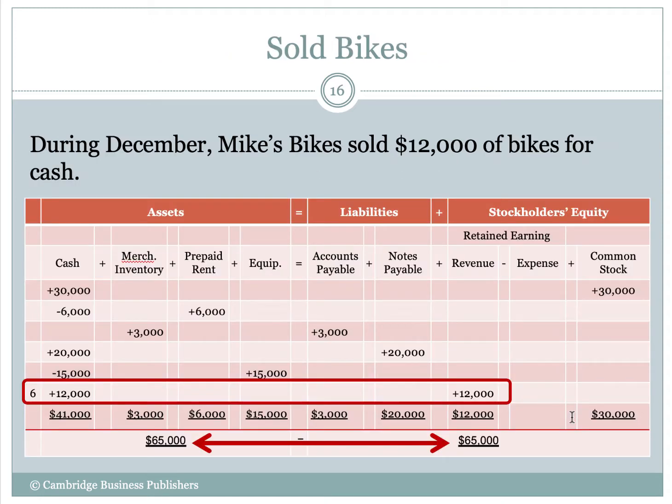Guess what? Mike earned some revenue. So the sixth example we have shows that during the month of December, Mike's Bikes sold 12 grand of bikes for cash. Good for Mike, right? What are we booking here? Well, what was impacted? And again, to determine that, just read what it said. We sold $12,000 of bikes for cash, okay? We need to remember that selling something is helping us generate revenue, right? So we're going to increase our revenue by 12 grand. We're going to increase our cash by $12,000, okay?